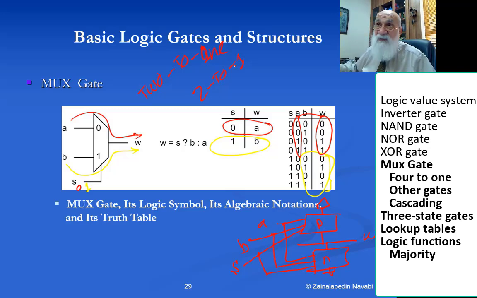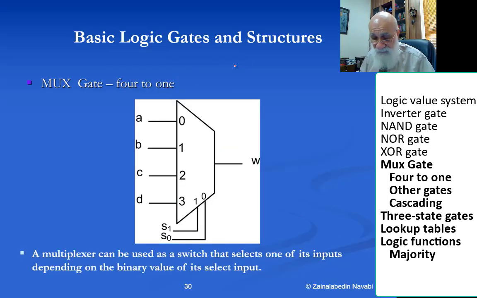So it is a complete function. It is very convenient for describing, for representing logic functions. Let's say, for example, you have an 8-to-1 multiplexer, meaning that you have 3 select lines, 1 output line, and 8 input lines, and you can build a 4-variable function, a function with 4 variables, very easily using an 8-to-1 multiplexer. This is a 4-to-1 multiplexer, and we call it the multiplexer gate or multiplexer structure.